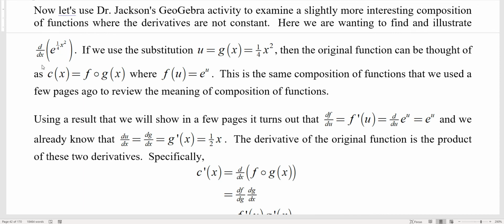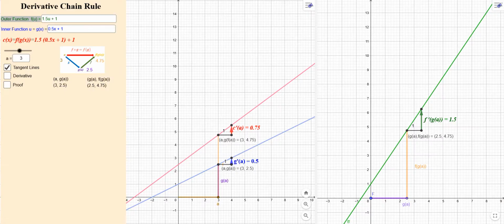Okay, so what we want to do is a substitution. If you let u be 1/4 x squared, this becomes e to the u. So the outer function as a function of u, f of u, is e to the u. The inner function then is g of x, which is 1/4 x squared, and that's our u. Okay? So let's take a look at the app and see what we can do with that.